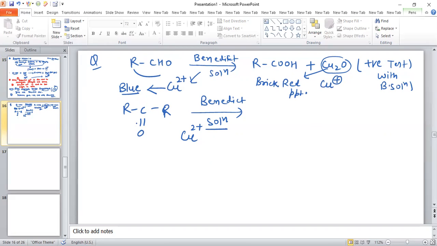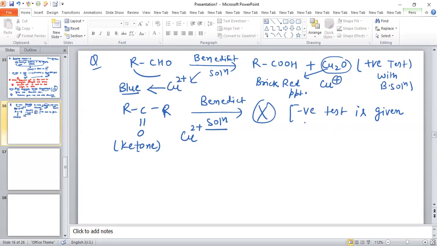In the same way, but now this is a ketone. We know the test given by Benedict solution in case of ketone is negative, so it will give a negative test. So we will say no reaction. It means a negative test is given by ketones with Benedict solution.